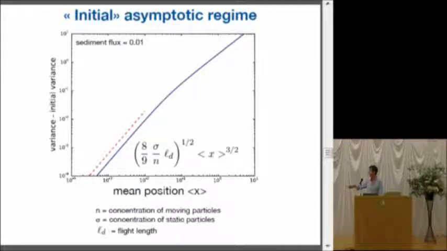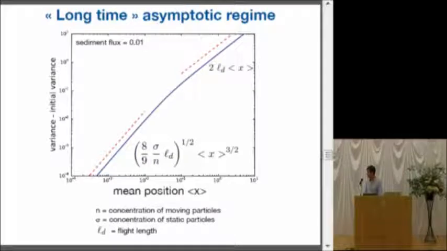And during this regime, we predict that the variance increases with the mean position of the plume of tracers to the power 3/2. And then there is a prefactor here, but I don't have the time to go into the detail. But the important point is that the prefactor depends on the sediment transport. Then there is a second regime, let's say a long-time asymptotic regime, in which the variance of the plume of tracers increases linearly with the mean position of the tracers.